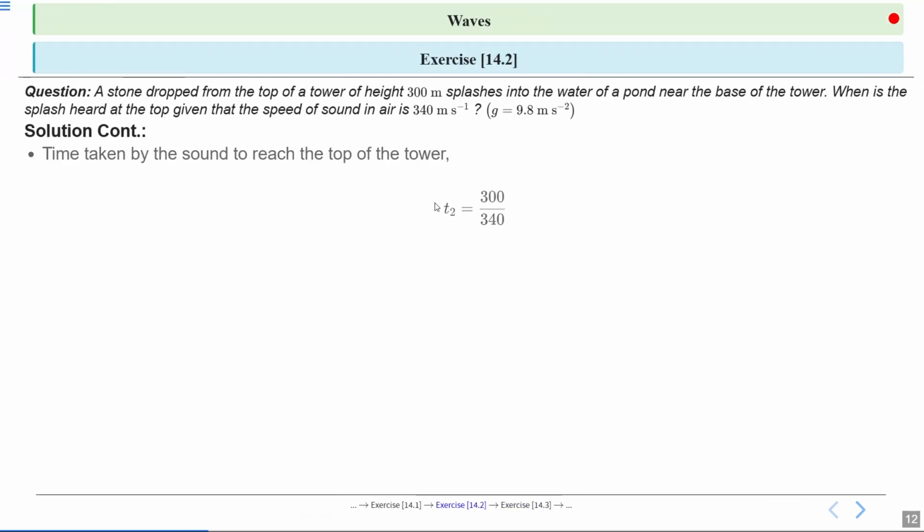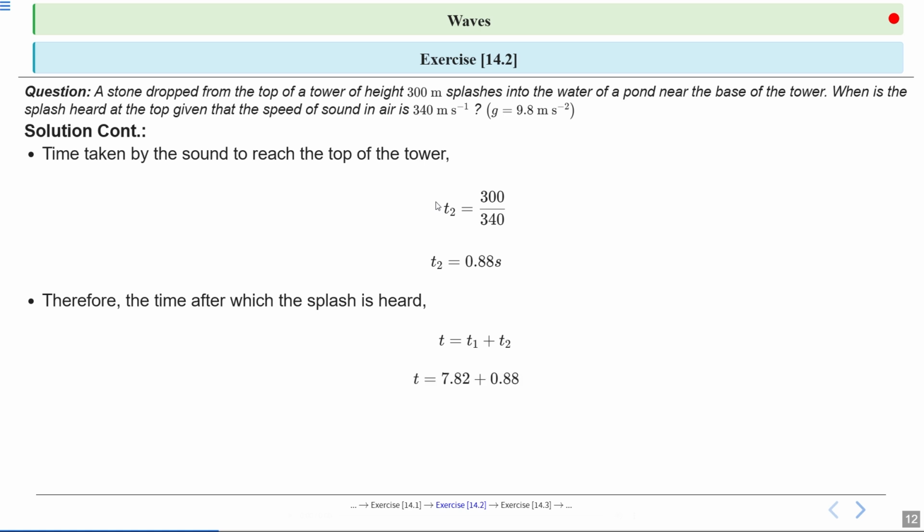Now, the time it takes for sound to travel to the top of the 300-meter tall tower can be calculated by dividing the height of the tower by the speed of sound. So, t2 equal to 300 divided by 340. After dividing, we get t2 equal to 0.88 second. Therefore, the time after which the splash is heard, t equal to t1 plus t2.